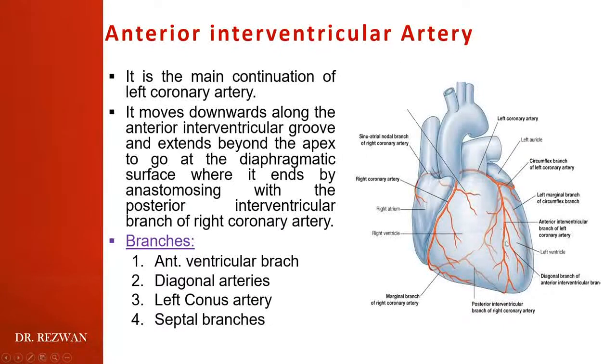Now let's talk about the anterior interventricular branch. It is the main continuation of the left coronary artery. It moves downwards along the anterior interventricular groove, I have told you that, and goes to the apex, where it winds round into the diaphragmatic surface and anastomoses with the posterior interventricular branch. The branches coming from the anterior interventricular artery are the anterior ventricular branches themselves. Then the diagonal artery, one of the very big branches of the anterior interventricular artery. Then the left conus artery is there. Then the septal branches, obviously some of the branches will go into the septum.